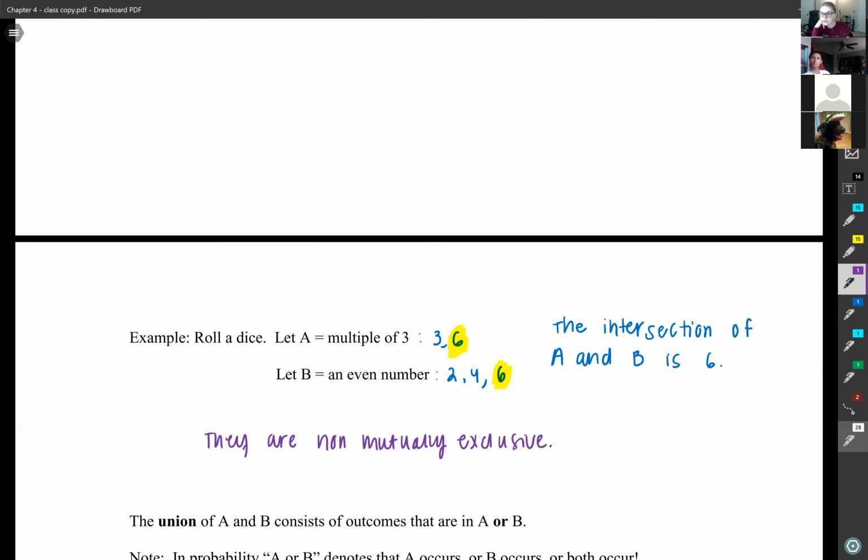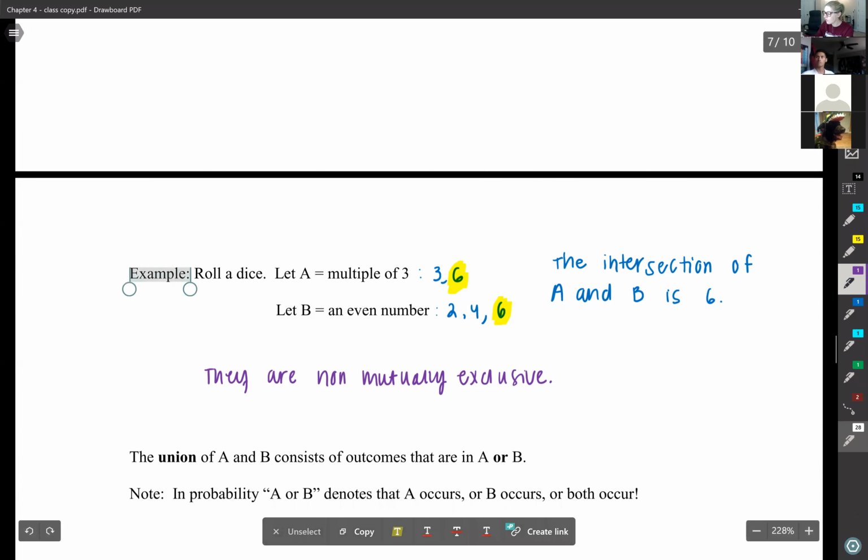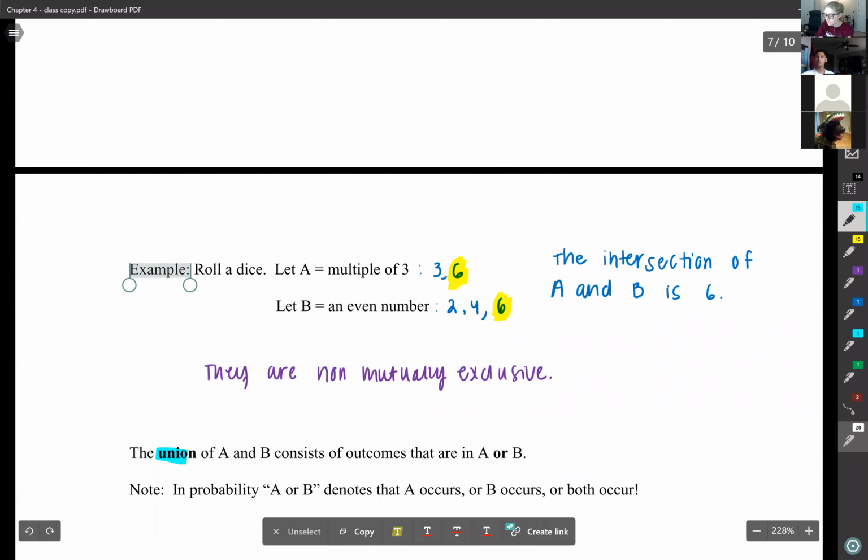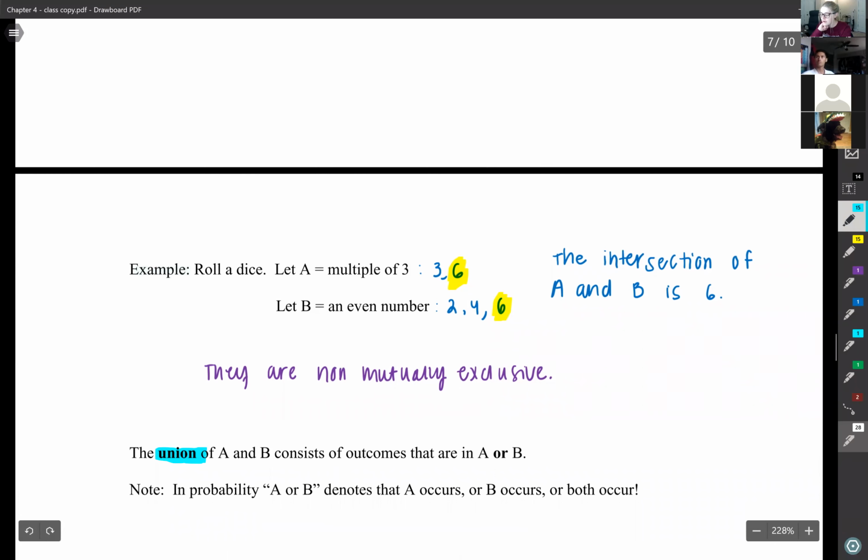We define the intersection as being events that happen in both A and B. And then we're also going to define this word called a union. And a union of A and B consists of all of the outcomes that are in A or B. So a union of something is all of the events in A and all of the events in B together.